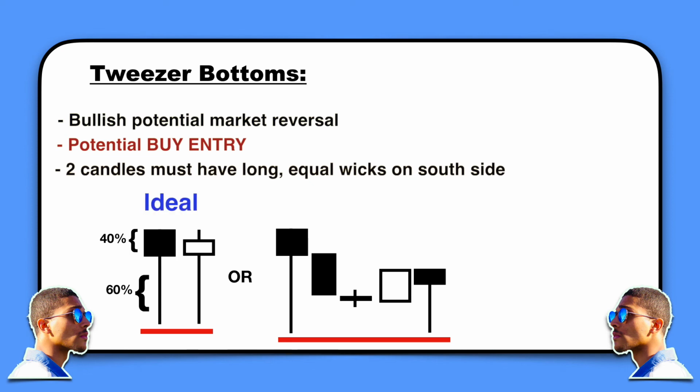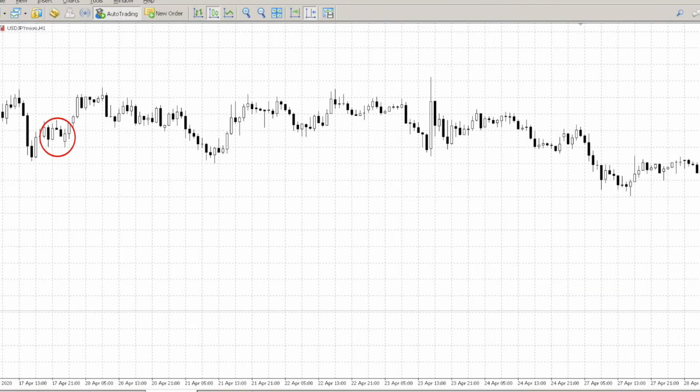An ideal tweezer bottom formation will take 2 candlesticks. However, what you see in the market are tweezer bottoms which take several candles to form. Once again, an important point to note is that the wicks have to be roughly of equal height. Let's look at what tweezer bottoms look like on a chart. What we see here is that after tweezer bottoms formed, the market started rallying.